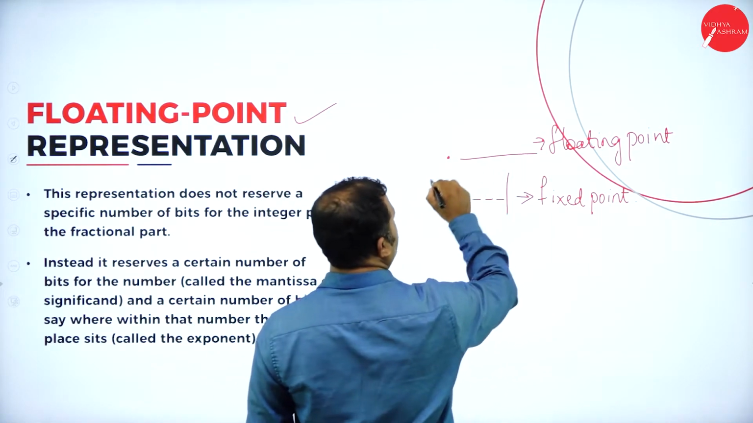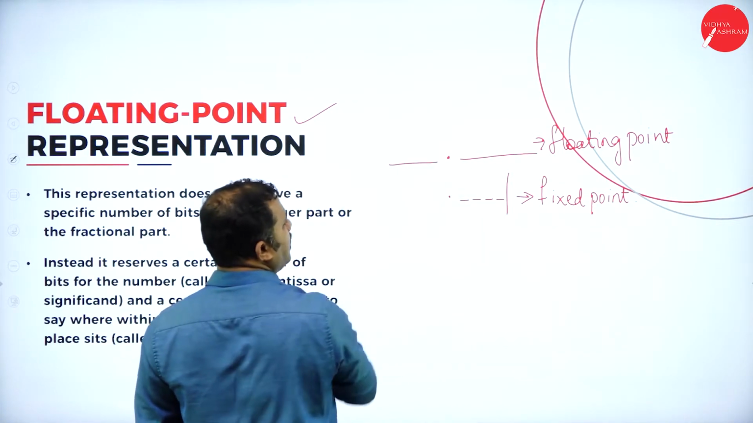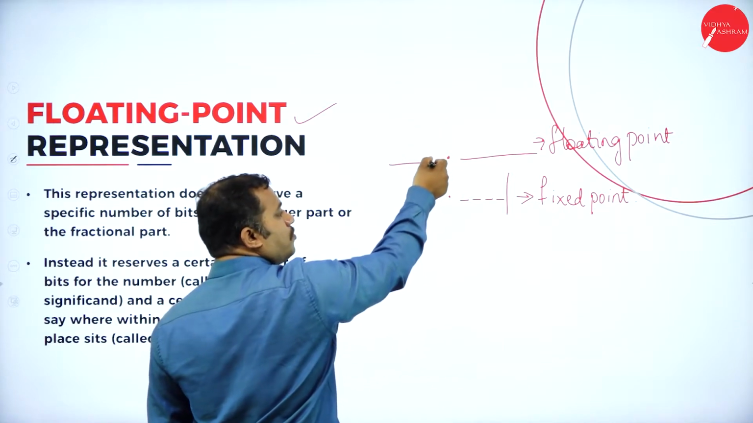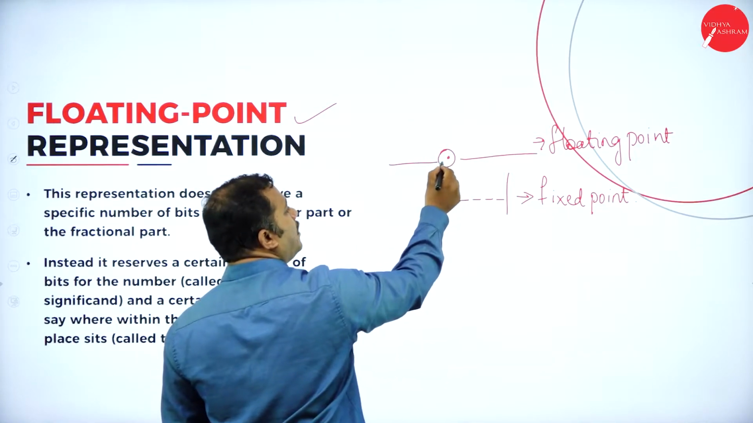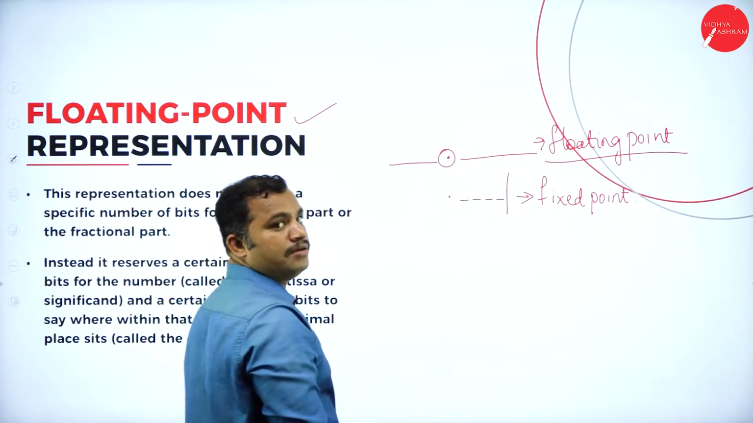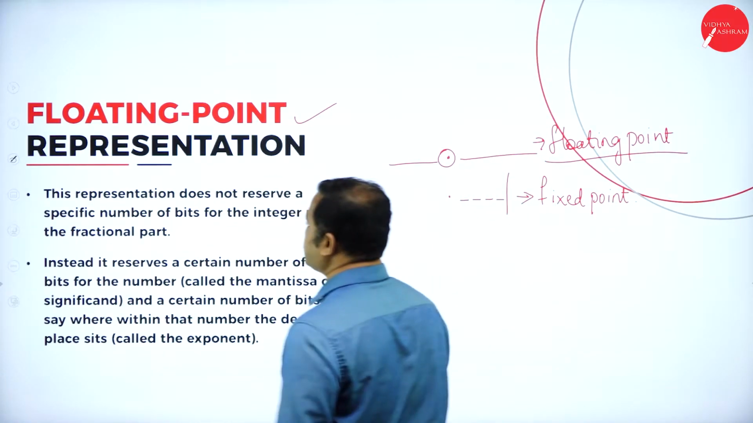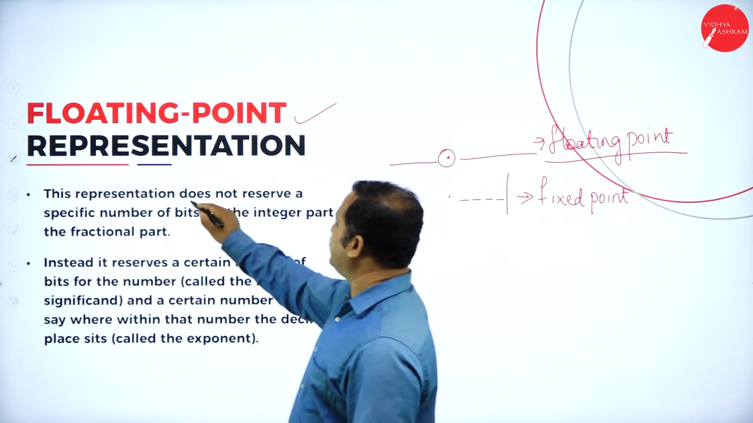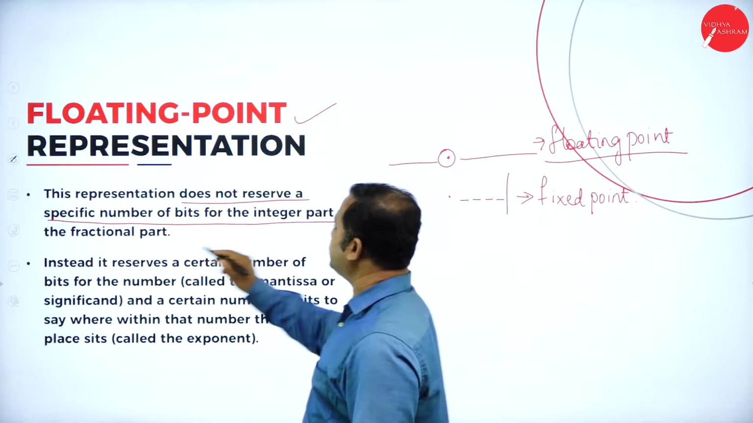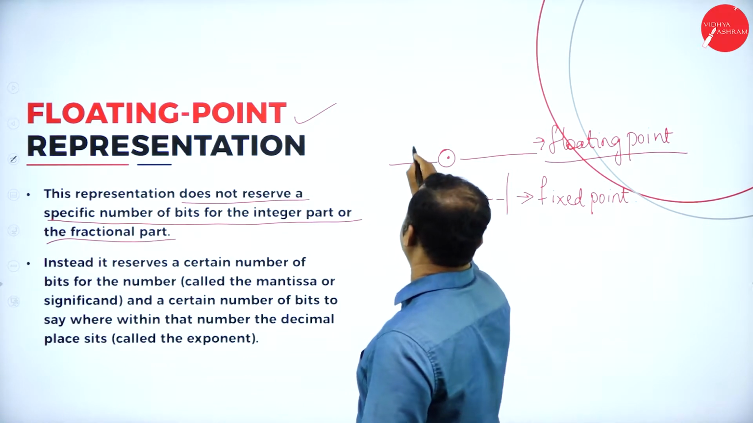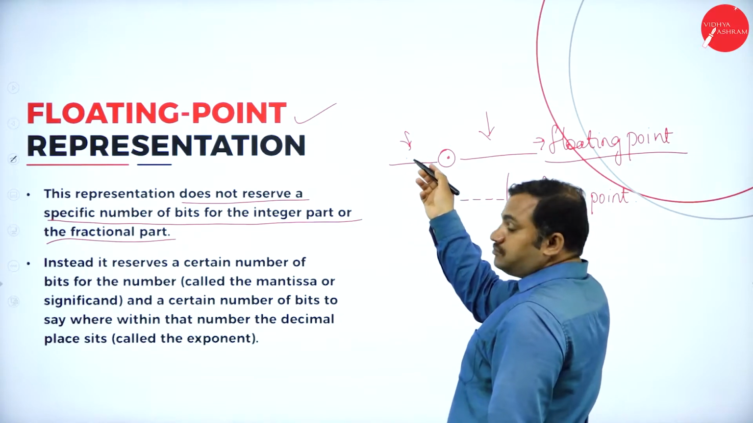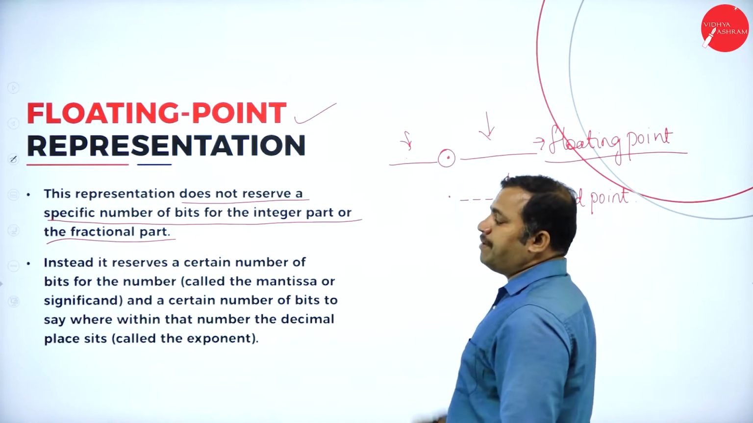In case of floating point representation of numbers, we do not have any restrictions over the length of digits that can be incorporated prior to the decimal point. That is why it is called a floating point representation of numbers. It does not reserve a specific number of bits for the integer part or the fractional part. There is no restriction over the length of the integer part or the decimal part.